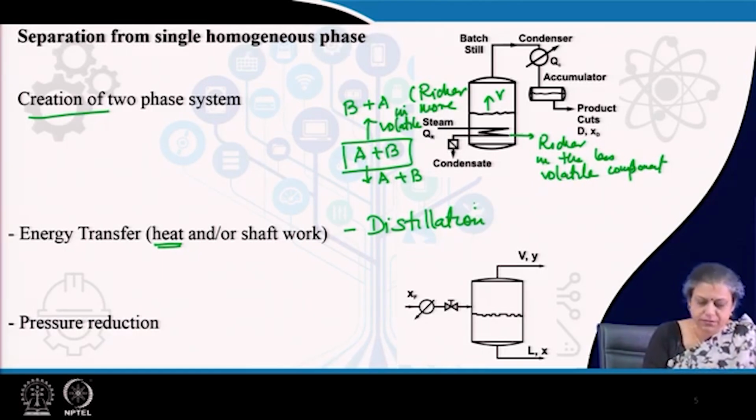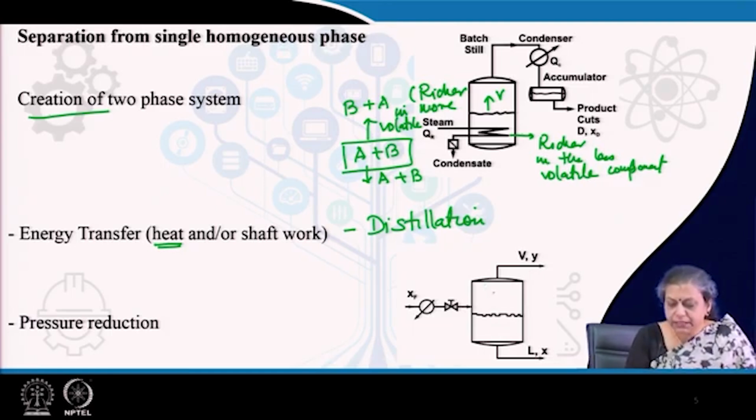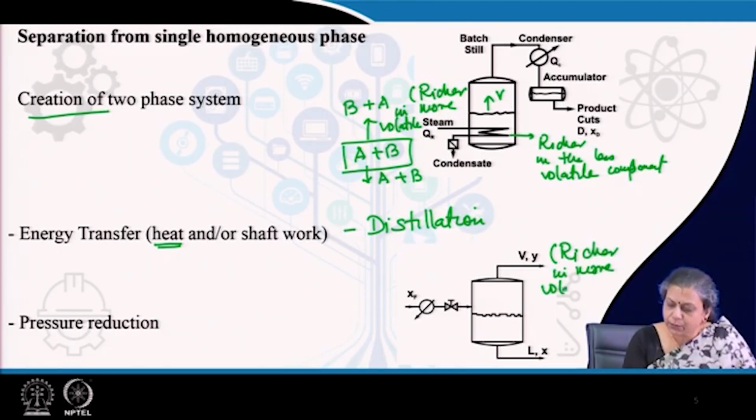Now, apart from energy transfer, suppose we have a liquid feed. This liquid feed is sent through, say, a throttling valve where the pressure is suddenly reduced. Moment the pressure is reduced, what happens? The liquid partially vaporizes, and the vapor which vaporizes and the liquid which remains are under equilibrium conditions, and the vapor will naturally be richer in the more volatile component and the liquid will be richer in the less volatile component.